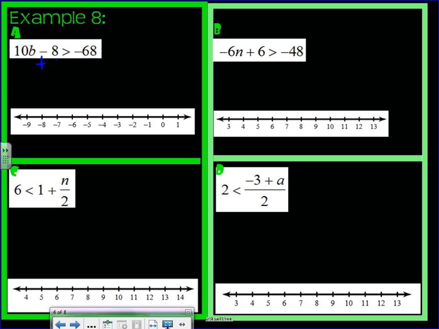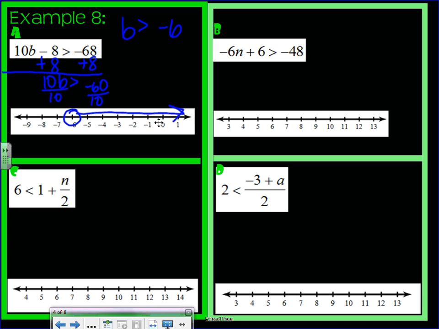So again, I'm going to start by adding 8 to each side. So I'm left with 10b is greater than negative 60. I then have to divide by 10, divide by 10. So my answer is b is greater than negative 6. And again, I didn't have to switch the sign because I divided by a positive 10. All right, I'm going to have an open circle because it's just greater than and there's no equal sign underneath. So I'm going to go down to negative 6, draw myself an open circle, and then since it's greater than, I have to go to the right. So that means that all of these solutions to the right would work if I plugged them in for b.